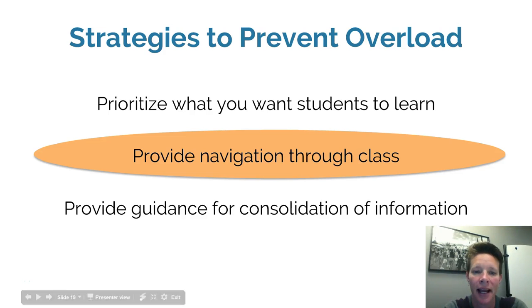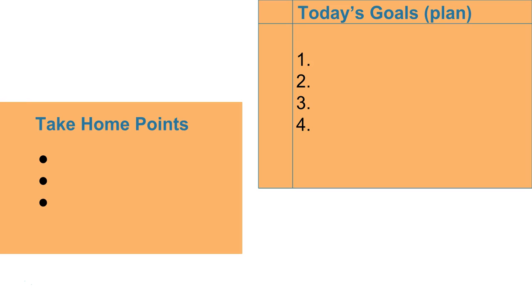Hello. The second strategy to preventing cognitive overload, or TMI, is to provide navigation throughout your class. Whether you're providing navigation throughout a lecture, throughout an actual class period, through a video, or your online course site, providing navigation for whatever you're doing helps students spend time on that information and learning that information rather than spending time finding that information.